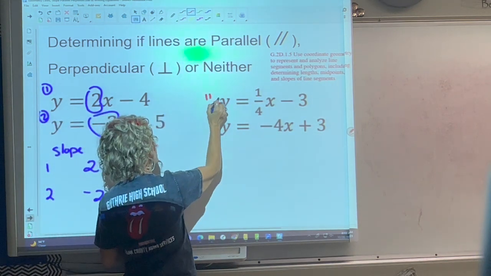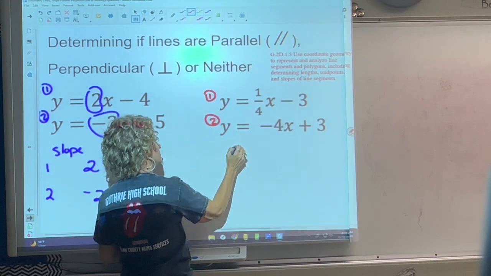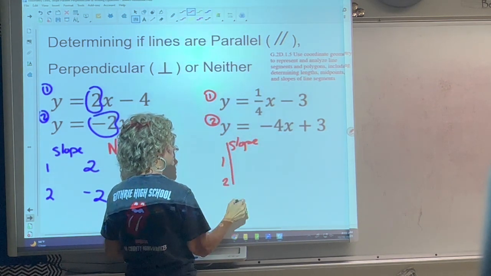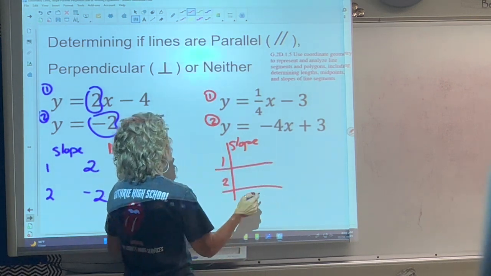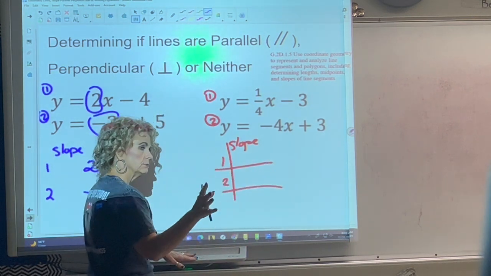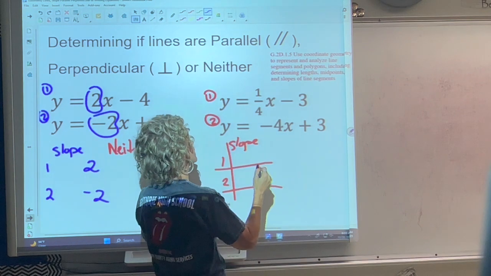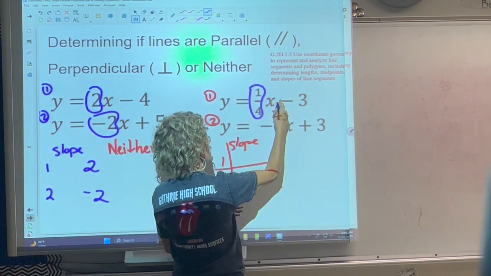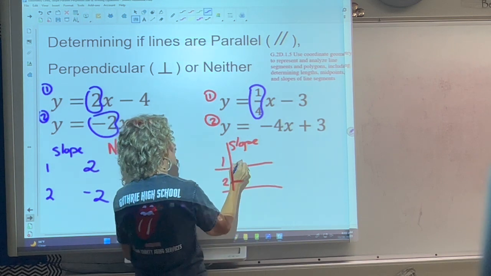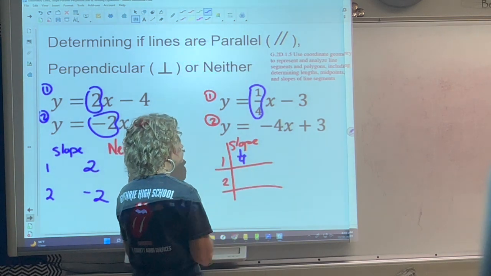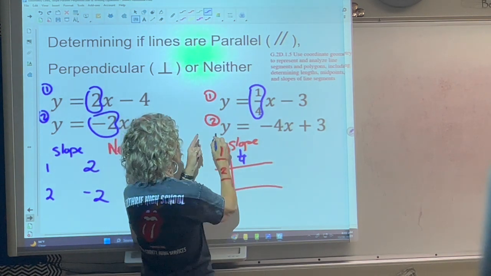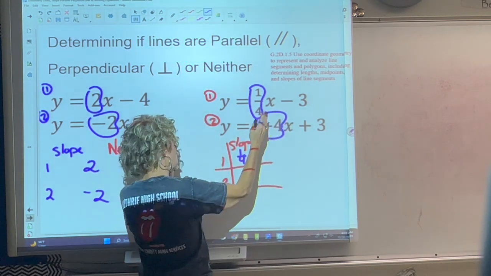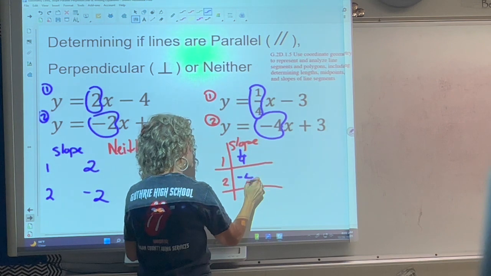I'm going to do this one and this one. So here's the slope, line 1, line 2, okay? The slope of line 1, again, these are in slope-intercept form. Y equals slope, coefficient of x, times x minus 3. Slope of line 1 is 1/4. Okay, slope of line 2 is a negative 4. Coefficient of x, the number in front of x.